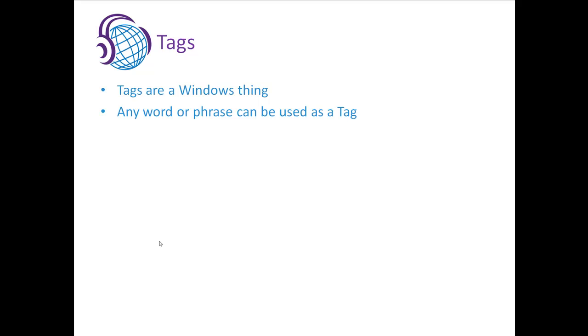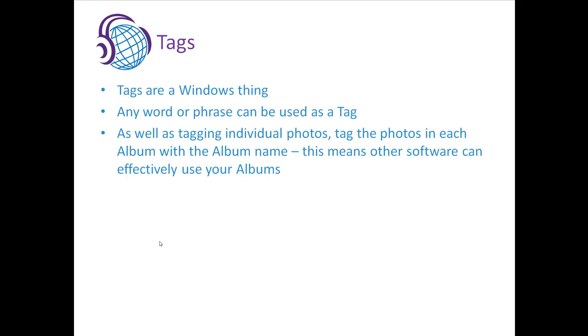Tags are used by Windows. You can use any word or phrase. I suggest you stick to single words where you can. You tag individual photographs, and you can also tag each photograph of an album. By selecting the whole album, you can put the tag in, and in this way other software will become aware of your albums. When we get along to searching, we'll be able to search for multiple tags, so that is also a useful thing to be able to do.